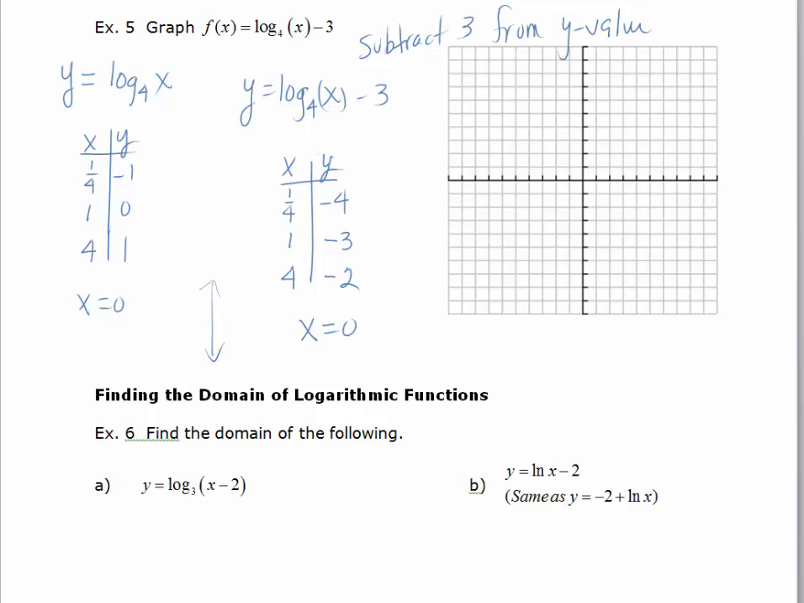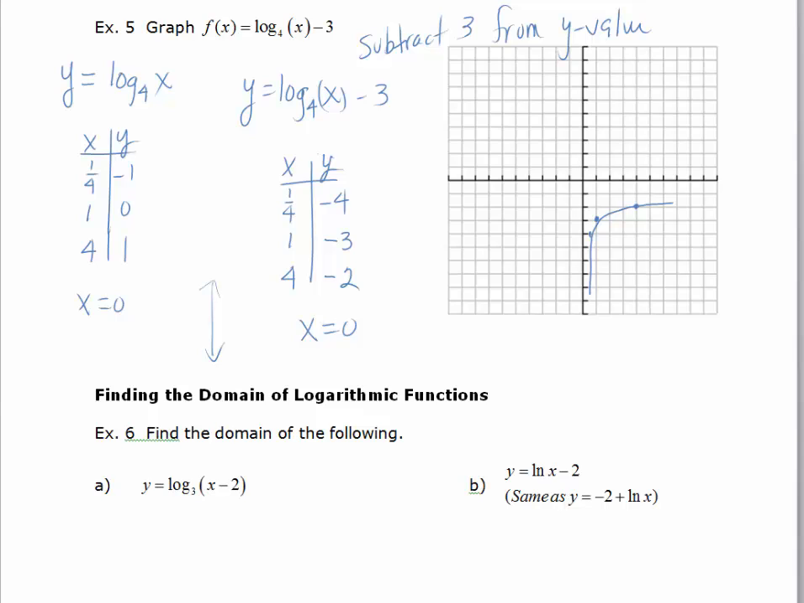So 1/4, down 1, 2, 3, 4. Plot our point. Over 1, down 3. Over 4, down 2. Our vertical asymptote is x equals 0. Connect the points with a nice smooth curve and approach that y-axis without hitting it.